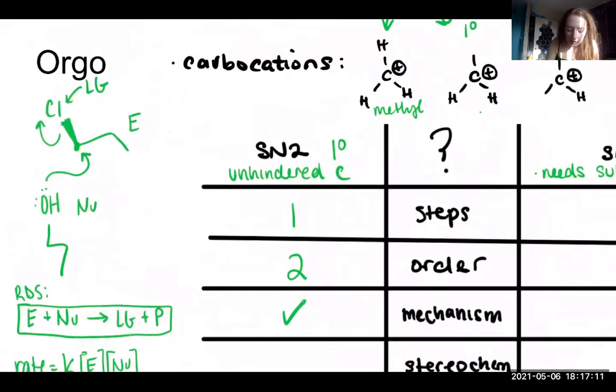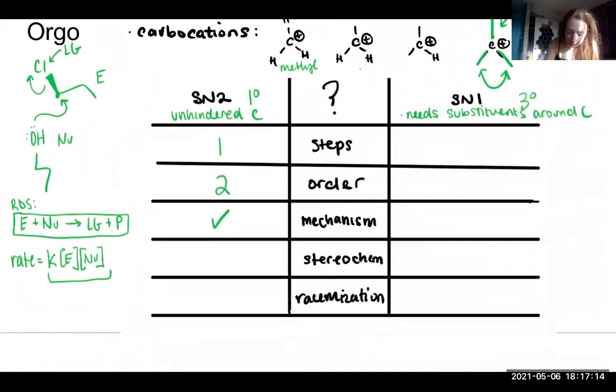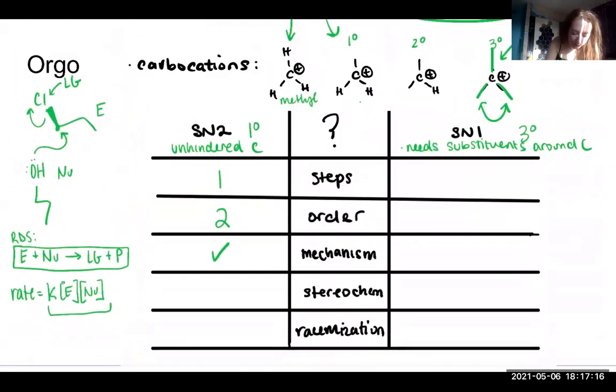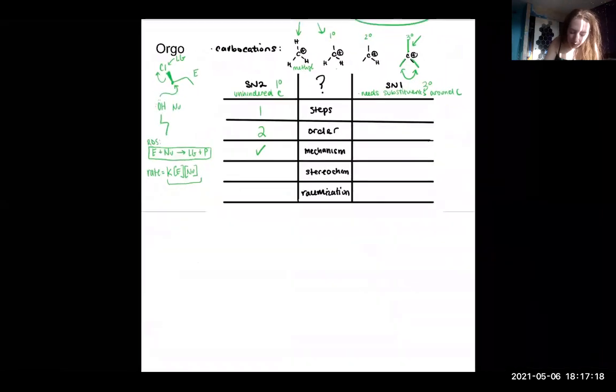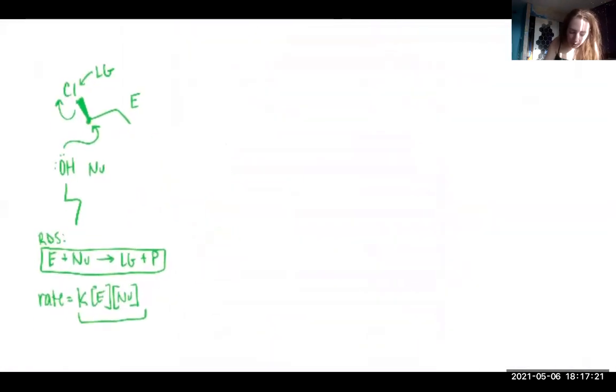So let's see what the product would look like here. I'm going to rewrite this. I apologize. Okay, so we're going to have a product. The leaving group has left. This nucleophile has attacked, and it's going to replace the spot that the leaving group was before. So I'm going to write exactly the same molecule except one thing.